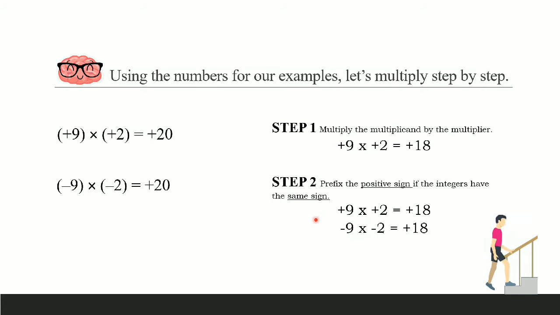That's the rule on the multiplication of integers. If we have same sign, the answer is positive. Is negative 9 times negative 2 the same sign? Yes, that's why our answer is positive 18. Positive, positive, positive. Negative, negative, positive.